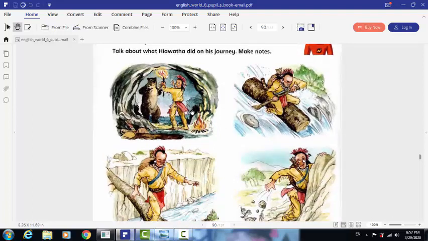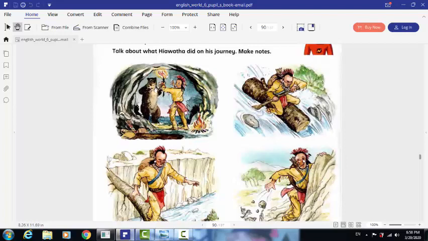The first picture. Let's start with the first picture. What did Hiawatha find in the first picture? He found a cave, as you can see here. Look here at the ground. What did he put in the cave? He put his blanket down on the ground, and what did he make? He made a fire, as you see here.